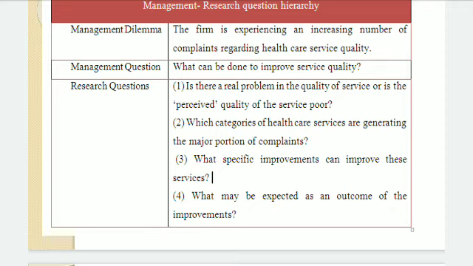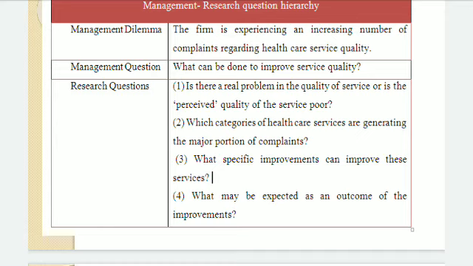Or which categories of healthcare services are generating a major portion of complaints? Suppose there are n number of categories, A, B, C, D, E, F, and we are saying that health service categories are getting worse and worse. But we will collect the data and identify that only categories B and C are getting complaints and the rest of the departments are working fine. So we will only concentrate on categories B and C. This will be the output.